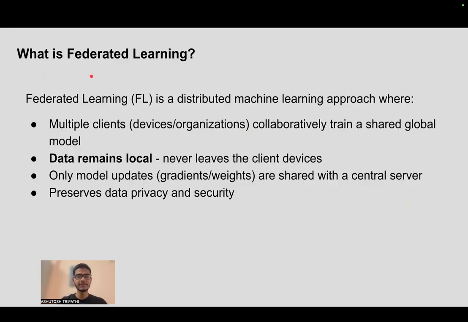So first, let's see what federated learning is. As we know, in centralized learning, we share the whole data to the central server, which raises privacy concerns. Federated learning is a distributed machine learning approach where multiple clients collaboratively train a shared global model, and data always remains local. We do not share the data to any central server. We only share the model updates in the form of gradients or weights. In this manner, it helps to preserve data privacy and security.